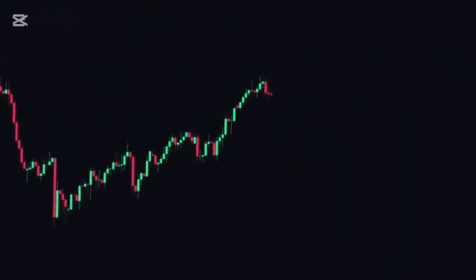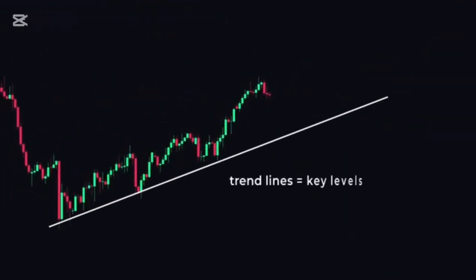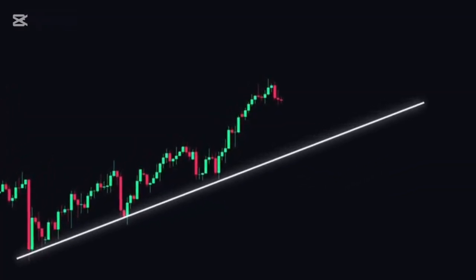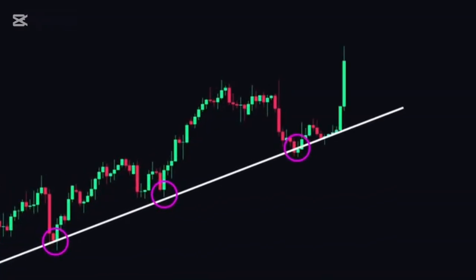So, the way this strategy works is we treat trend lines as key levels. Let's say you have an existing trend line drawn on a chart. Now, when drawing a trend line, we can see that price has bounced from it every time it touches in the past. So in the future, we could possibly expect another bounce.